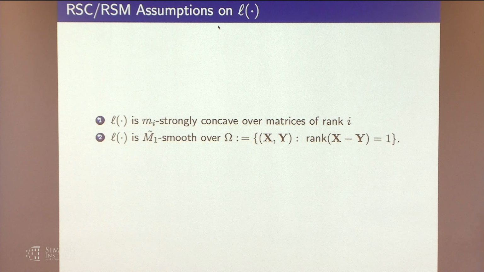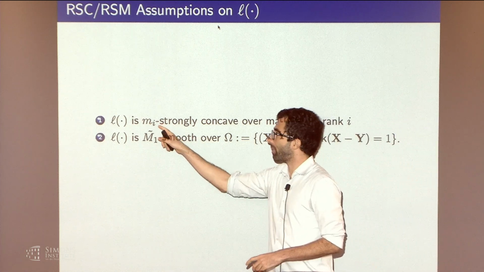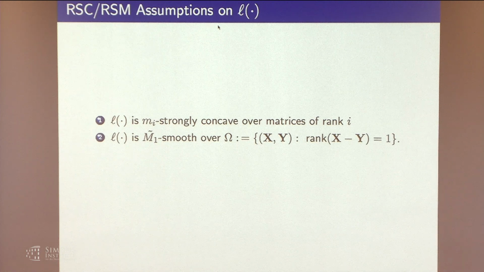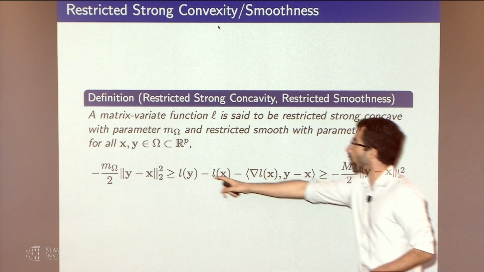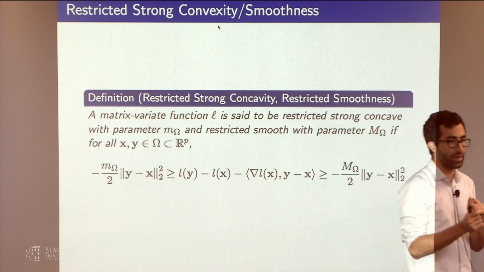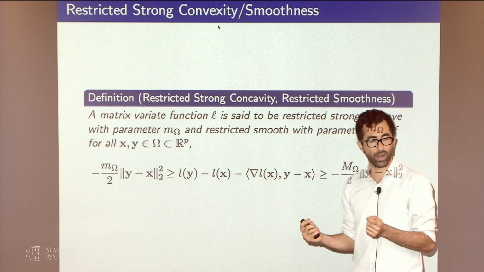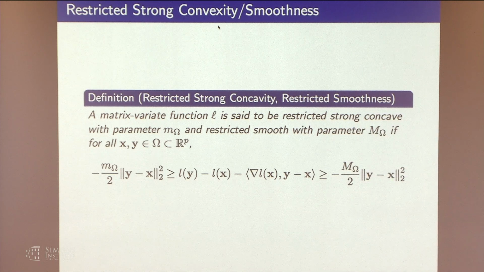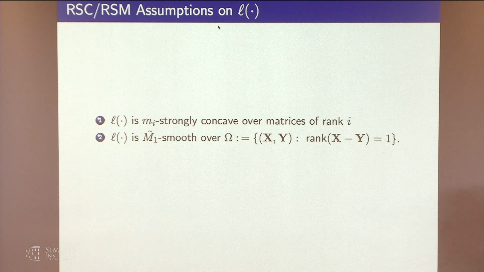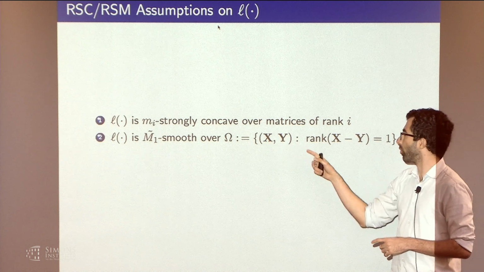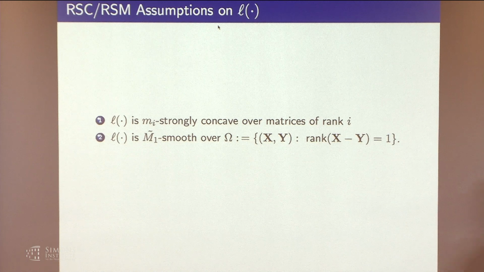All right, so when we say it's M sub I strongly concave, we mean that it's strongly concave over rank I matrices. So coming back here, the set omega for little m is rank I matrices. So X is an arbitrary rank I matrix, and Y is an arbitrary rank I matrix. For the smoothness part, we need that L is M twiddle 1 smooth over the following set omega, where the rank of X minus Y is just 1.